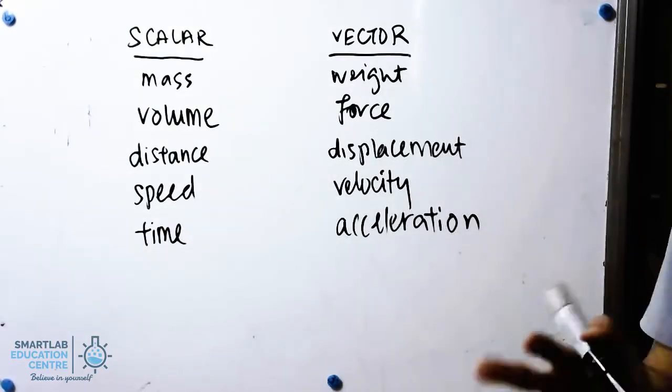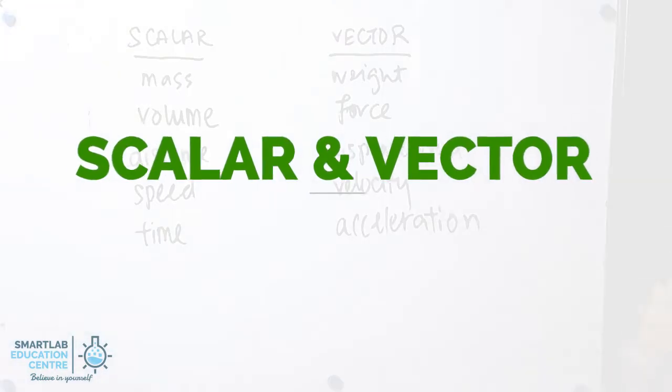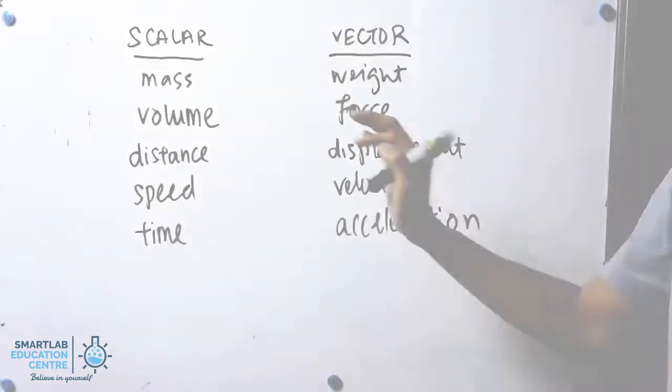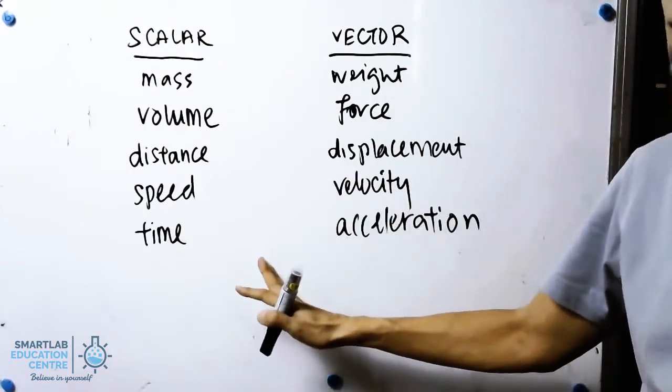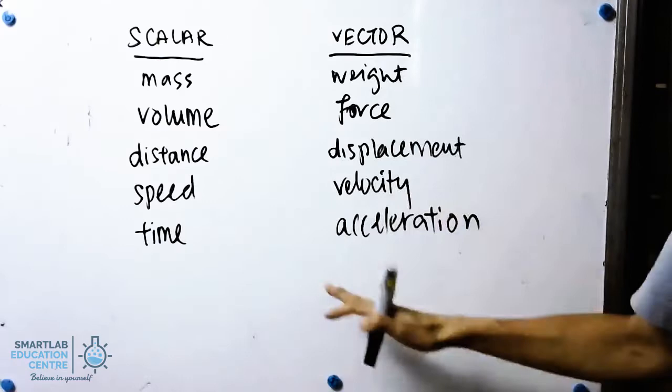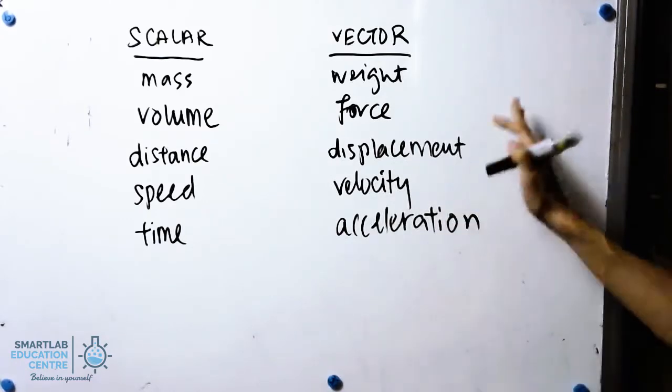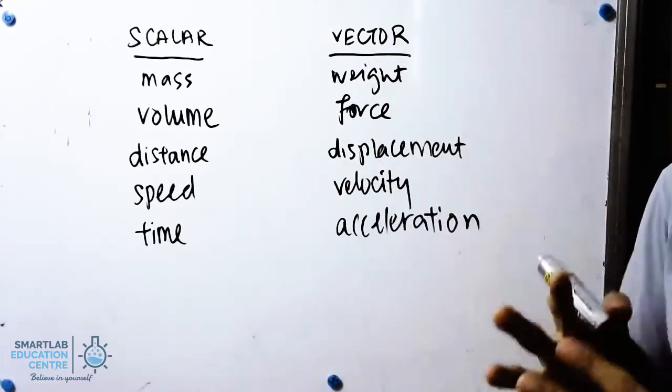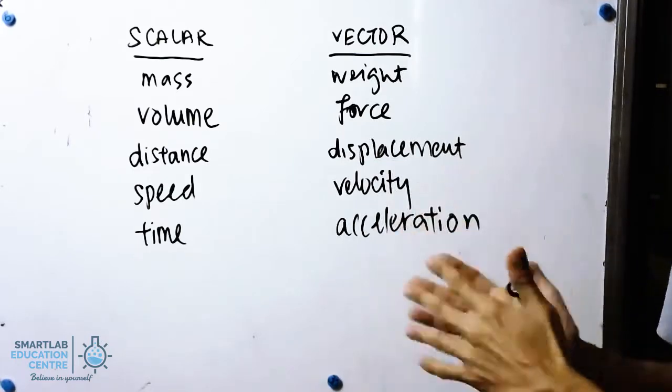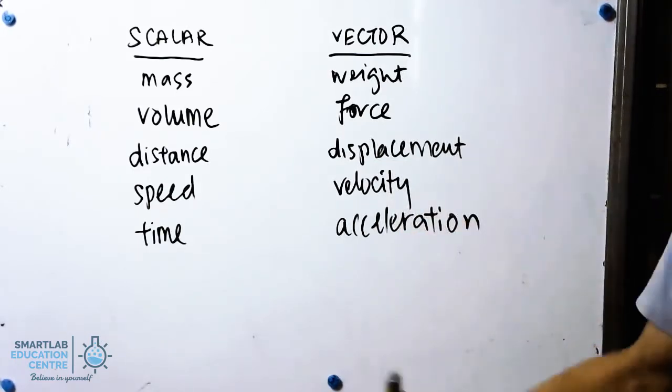Hello everyone, let us start off with the chapter on scalar and vector. On this side are all the examples of scalar, this side all the examples of vector. For vector, aside from just a numerical value, there's also a directional component.